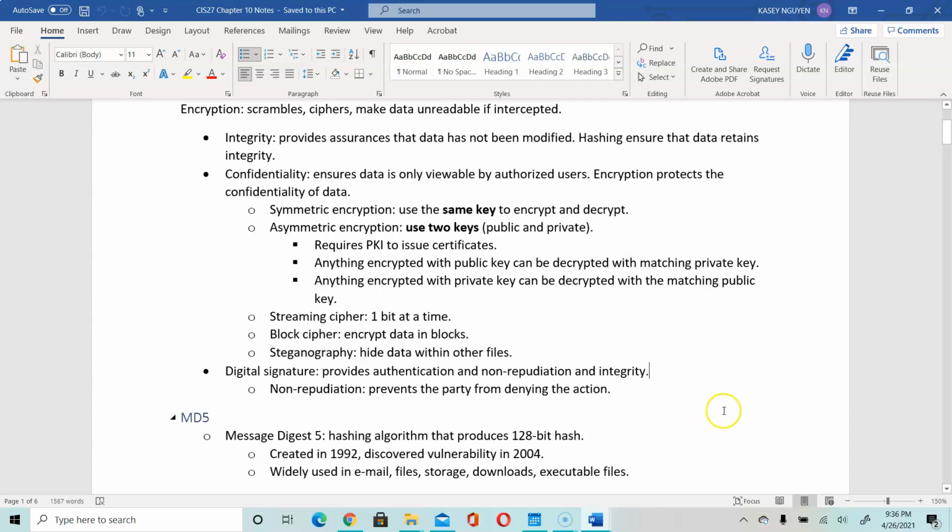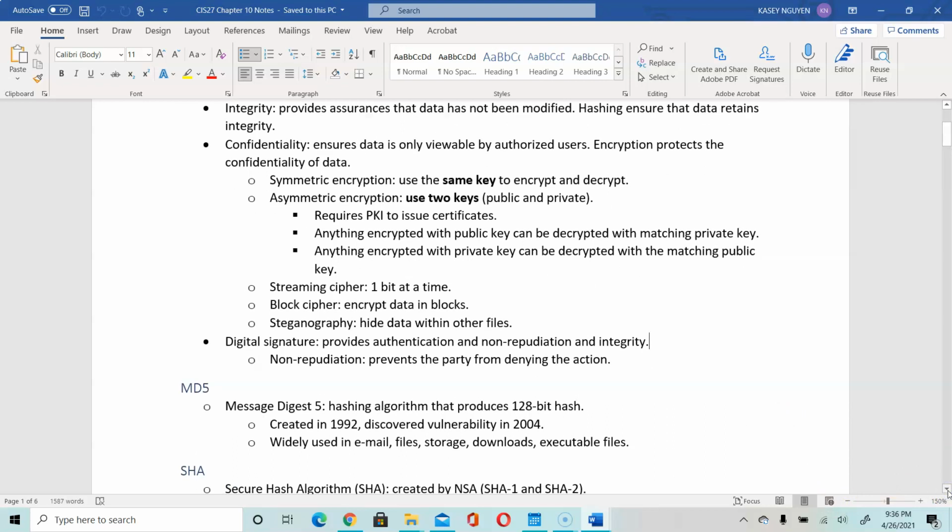So for MD5, MD5 is known as Message Digest 5, and this is a hash algorithm that's producing a 120-bit hash. It was created in 1992, and in 2004, a vulnerability was discovered. MD5 is often used in email, file storage, downloads, and executable files. And at the lowest level, for hashing, you can use MD5.